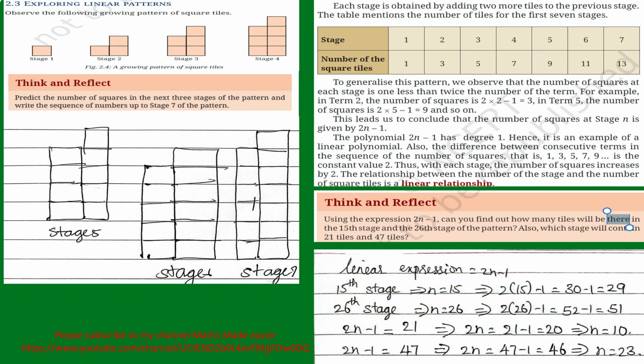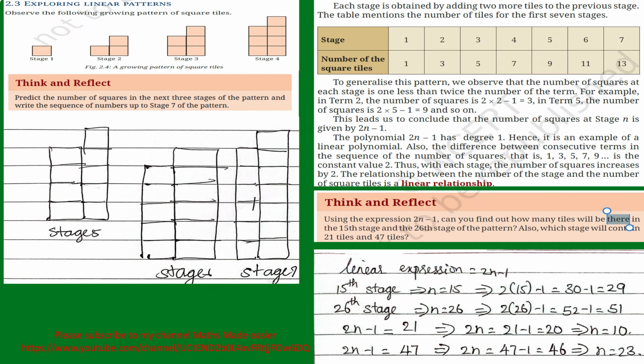We need to note two interesting facts as far as this linear pattern goes. One is a generalized linear relationship which can find the value at any particular stage, and the other is that the difference between consecutive terms is 2. The sequence is the list of values that is derived. So the sequence is 1, 3, 5, 7, 9, 11 and so on.